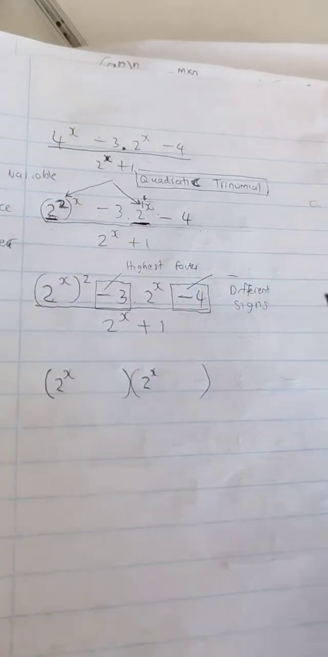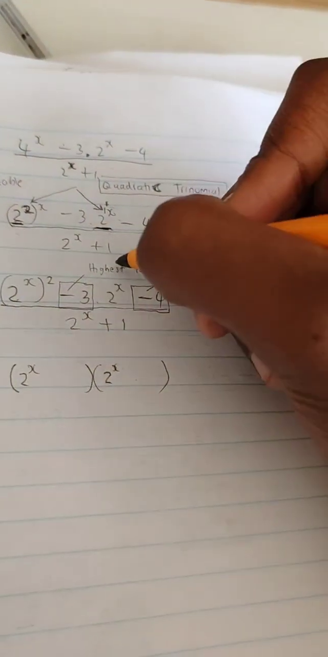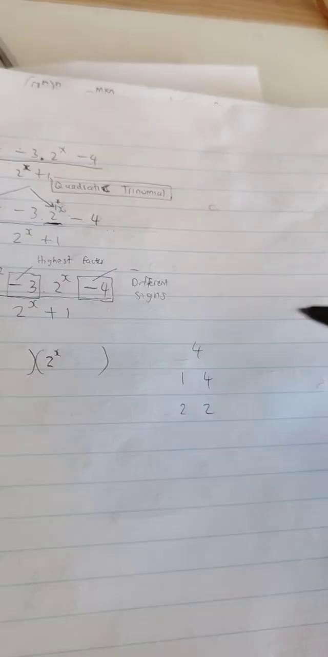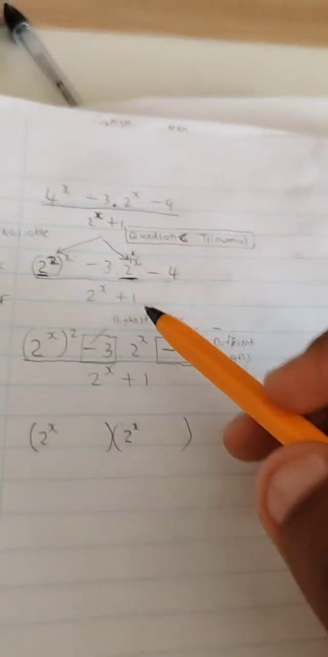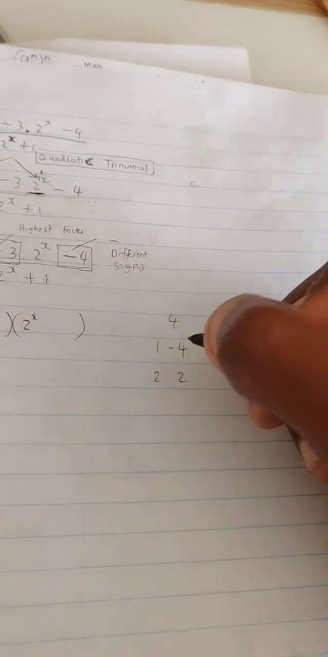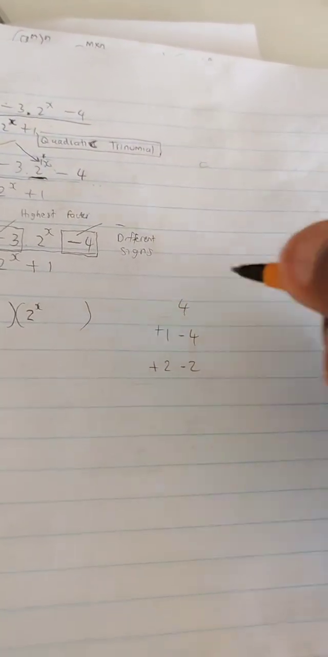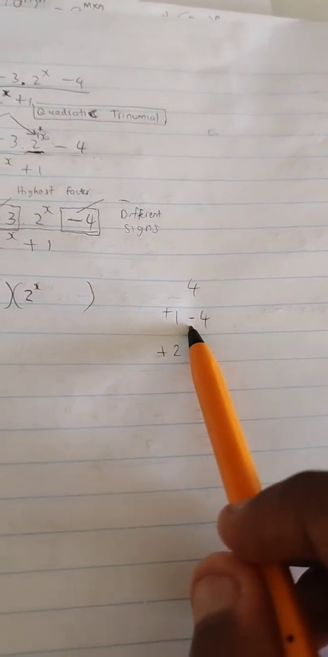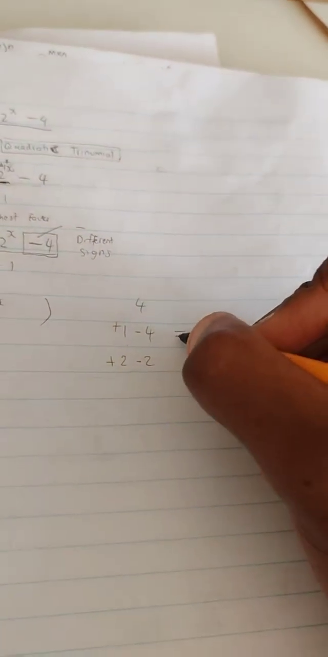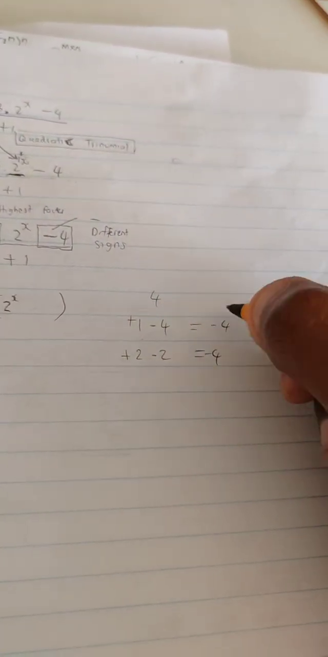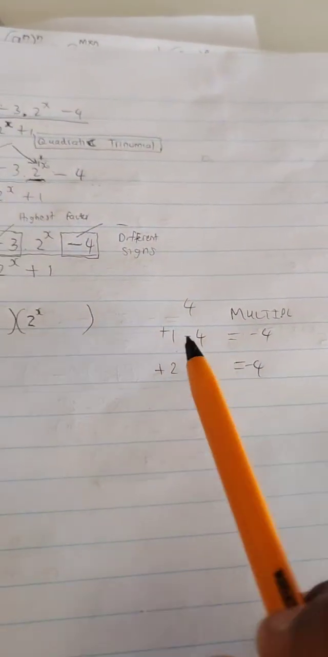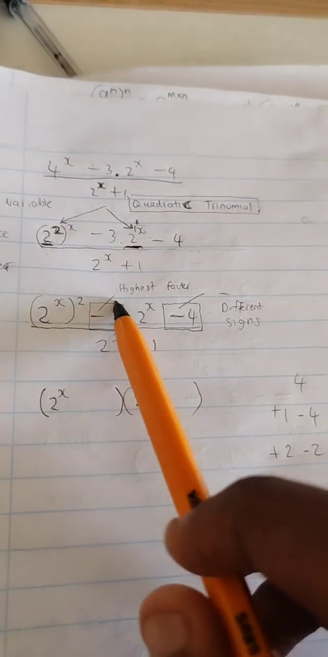So I'm going to check the factors of 4. I have 1 and 4. I have 2 and 2. The highest factor we said is going to have a negative sign, the other one has a positive. The multiplication of these two, or of these two, will both give me -4, so we have no problem with the last term. But which one, when I add, will give me -3?